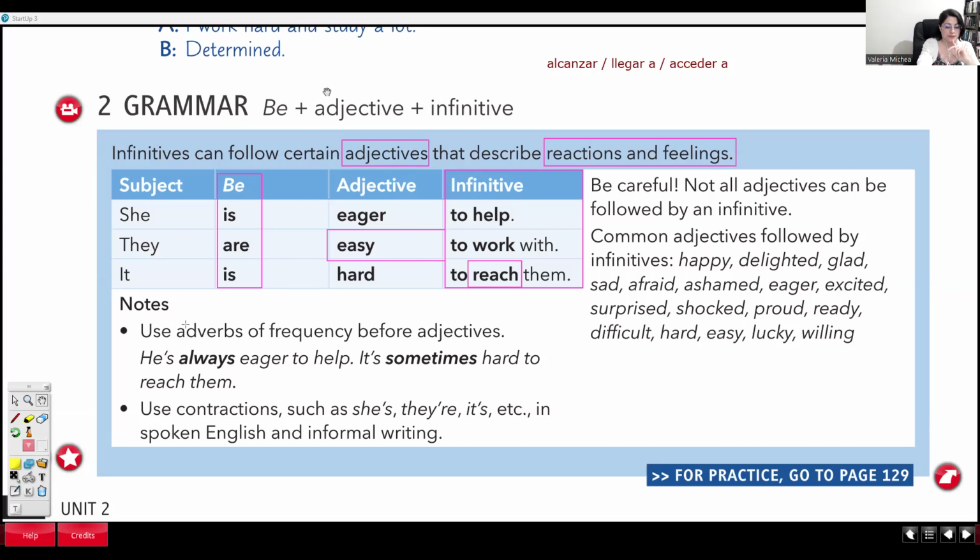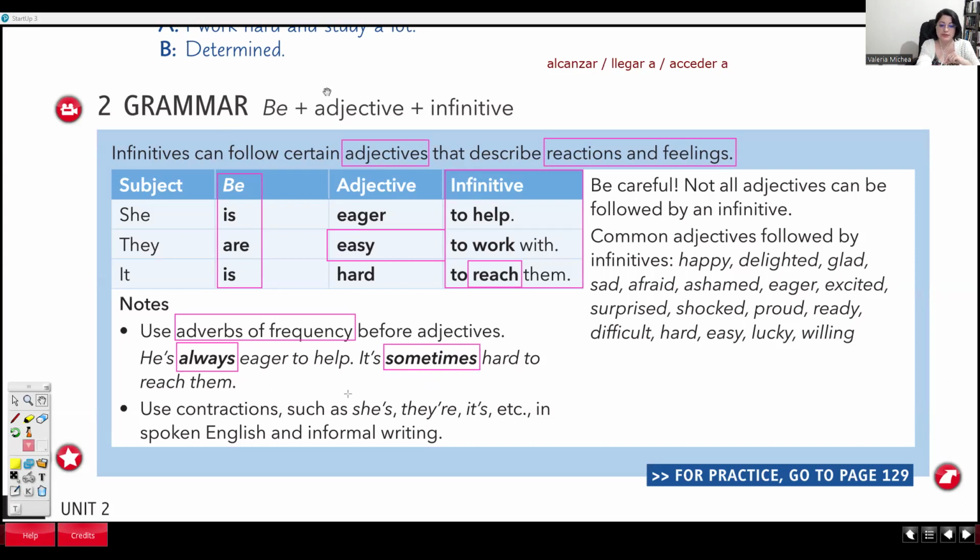So use adverbs of frequency before adjectives. What are adverbs of frequency? Words like always, sometimes, often, never, etc. So he's always eager to help. It's sometimes hard to reach them. So you can give more emphasis to the description that you are making.